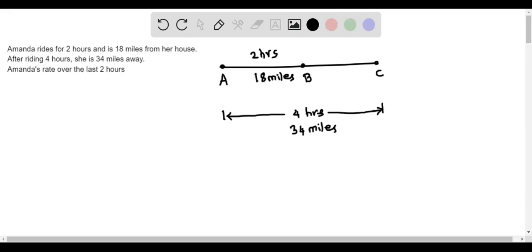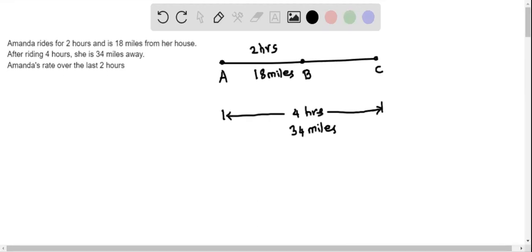Let's represent this situation using the number line with points A, B, and C, where A represents her position when she is at her house, B is the point when she is 18 miles away from her house, and C is the point when she is 34 miles away from her house. So basically, AB is the distance she traveled within the 2 hours.